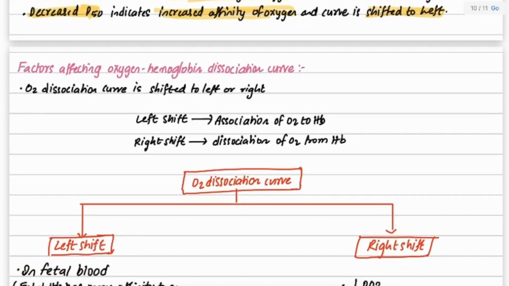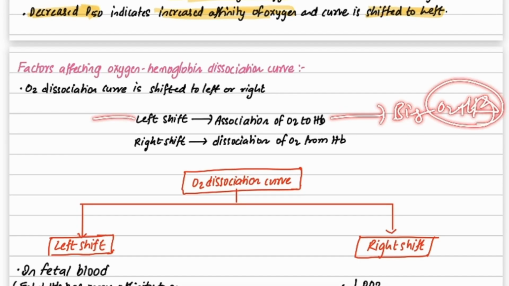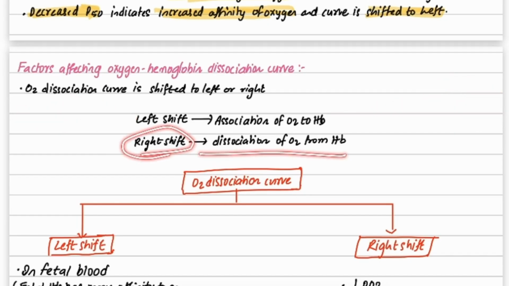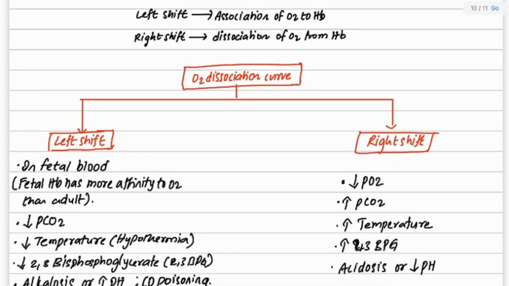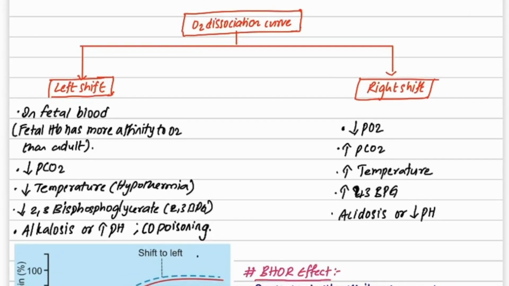Now what are the factors affecting the oxygen hemoglobin dissociation curve? So there is left shift and right shift, right? Left shift indicates association of oxygen to the hemoglobin, that is binding of oxygen to the hemoglobin, that is the oxygenation. Left shift indicates oxygenation in simple words, and the right shift indicates dissociation of oxygen from hemoglobin. Now let us talk about when there is a left shift or right shift. There are some conditions, you just remember them.